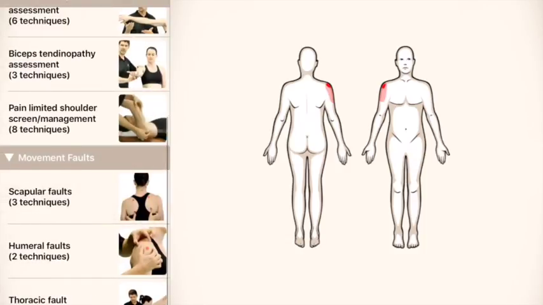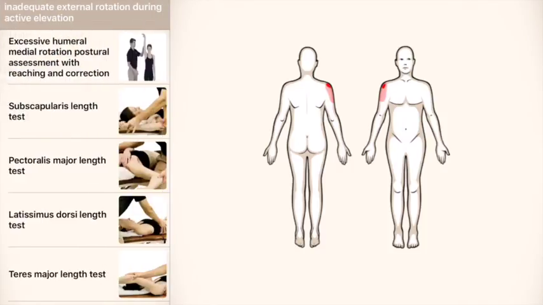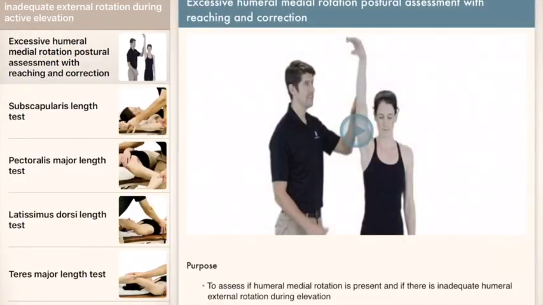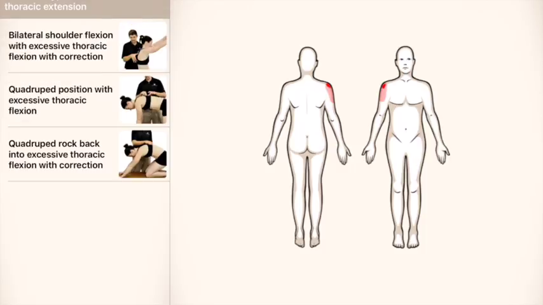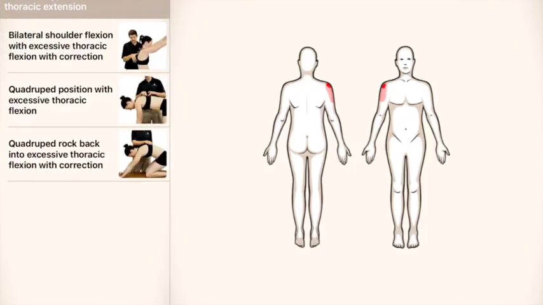You'll see that there are two humeral faults: excessive humeral anterior translation, as well as excessive humeral medial rotation, which you'll see in the way that the person likes to move. Essentially, this person is not externally rotating enough in their functional movement. And lastly, a thoracic fault. We do know that in order to get full elevation, it is useful to have good thoracic extension.